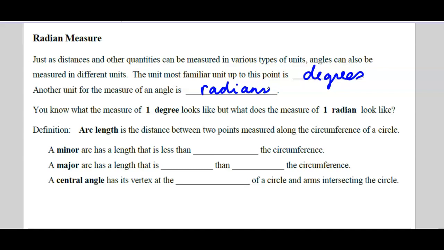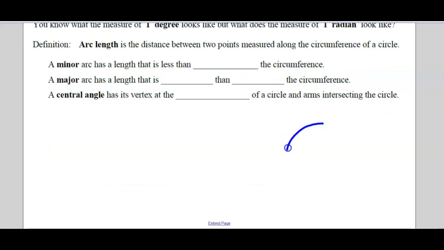So we know approximately what 1 degree looks like. You've seen a protractor before. It's just a little angle on your protractor. But what does 1 radian look like? So we've got to get to the definition. Let's remember some concepts about circles, back to math 9. Arc length is the distance between 2 points measured along the circumference of a circle. So there's 2 points. That distance there, if you know the distance, is called the arc length, the length along the arc.